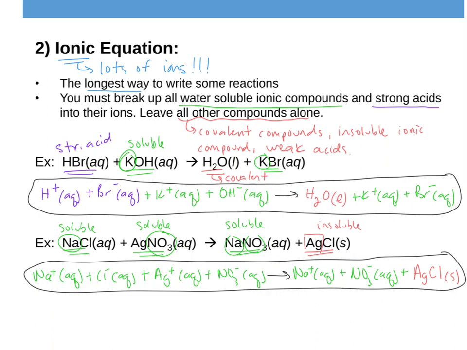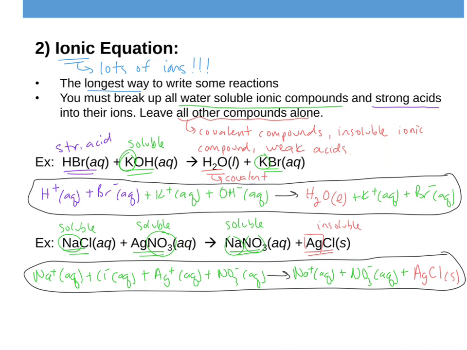So you break up all the water-soluble ionic compounds and these strong acids into their ions. Leave everything else alone. So that's what I did. I only had one strong acid in these two examples. That was the purple stuff, the HBr. The green stuff was all the water-soluble stuff, and the red stuff were the things that were not water-soluble or were covalent compounds. So this is a lot, though. This is kind of a lot to write.